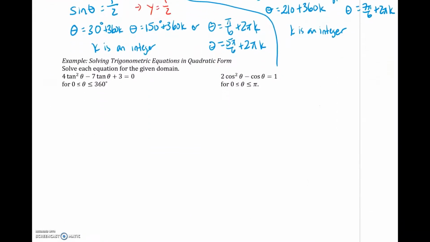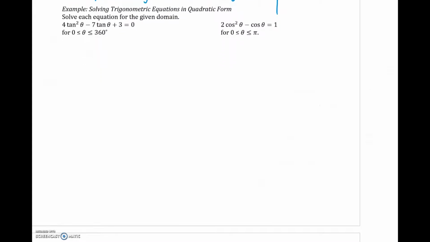Okay? So let's take a look at the next type of equation. We've got quadratic forms of trig equations. So notice now we're solving the equation for the given domain. So we want to look at the given domain. It tells us we're restricted to 0 to 360 degrees. So that tells us a couple things. That means we don't have to deal with adding on rotations, but this also is telling us, hey, I want my answer here in degrees versus radians, right?